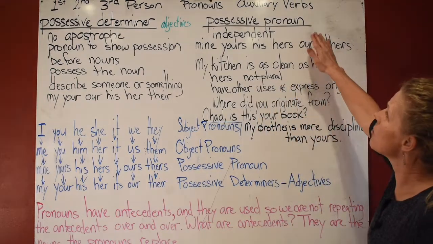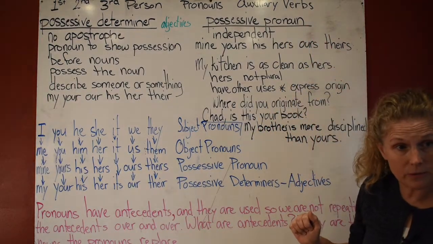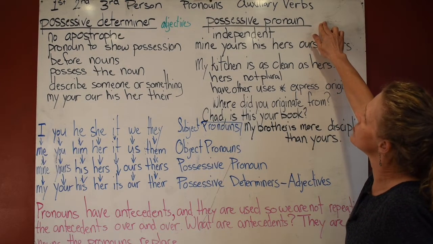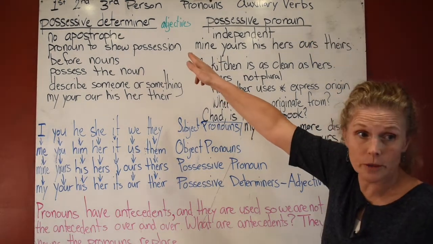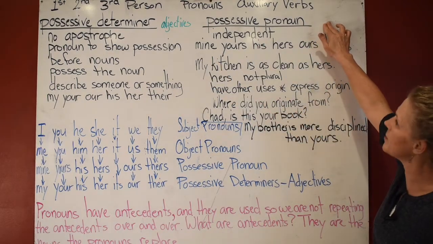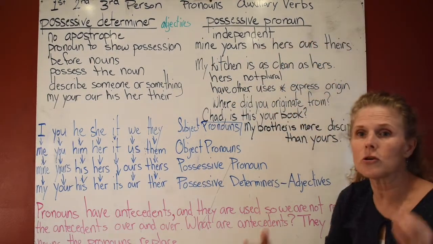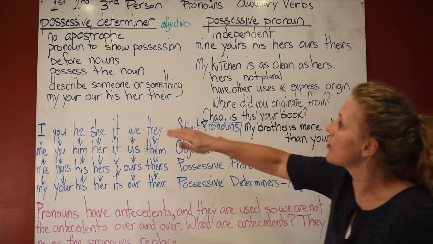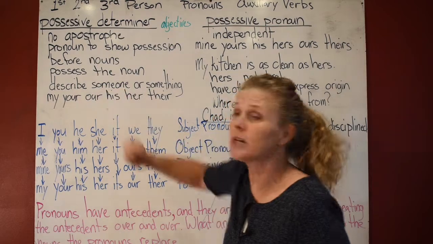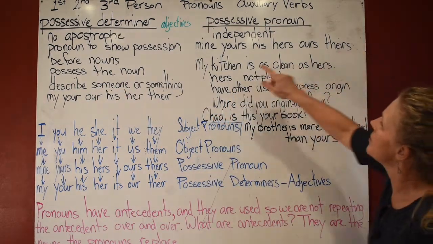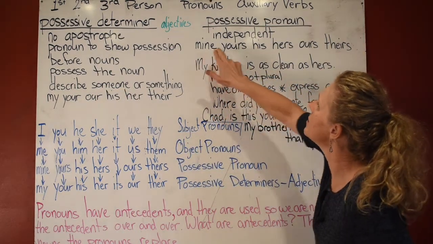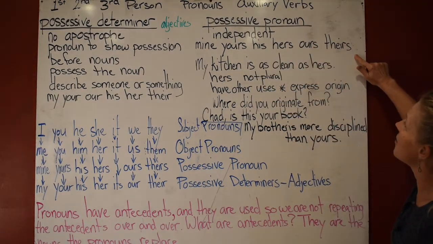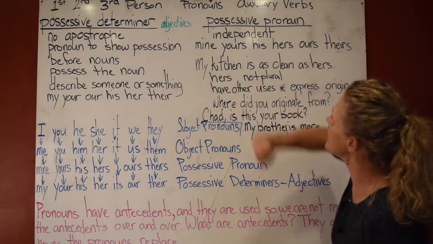Okay, so now, this is a possessive pronoun. This is where you get confused. Well, that's a possessive determiner, but this is a possessive pronoun. Now, these stand alone. These are independent. They sit by themselves. They're not sitting in front of the noun. Okay? These are what those are. Mine, yours, his, hers, ours, and theirs. See? They're a little bit different.